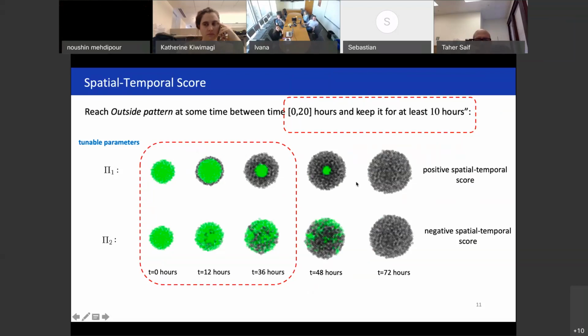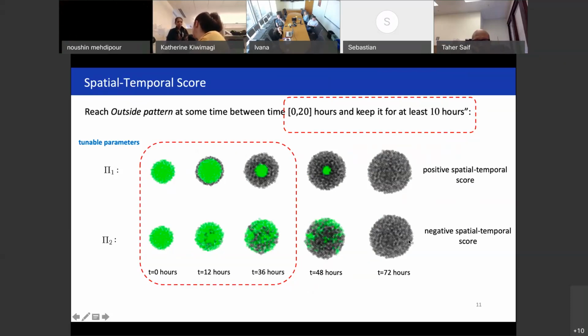So for instance, if we run the model for some set of tunable parameters and we get this trajectory, we would get a positive score, which means that this transition in the cells is similar to what we had assigned or what was desired. Whereas if we get the trajectory or the set of results from the experiments over the second set of tunable parameters, we may get a negative score.